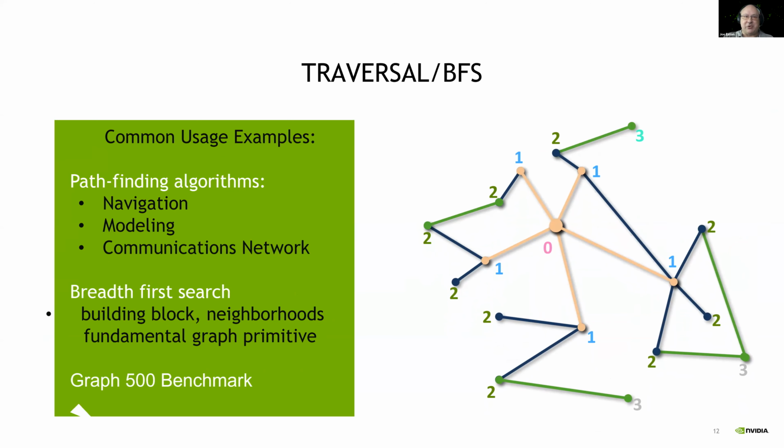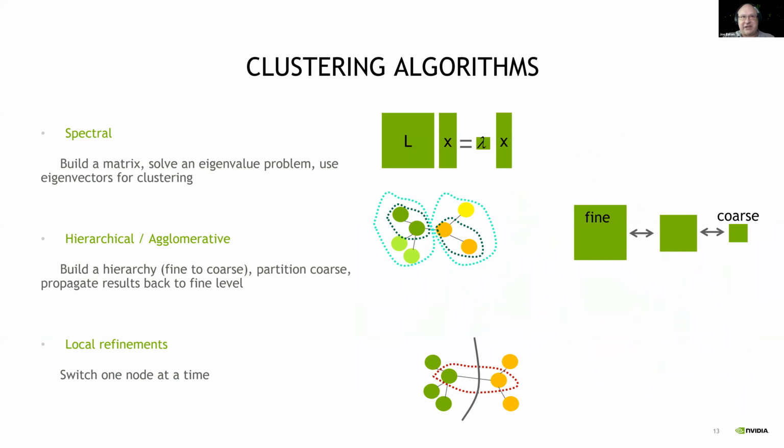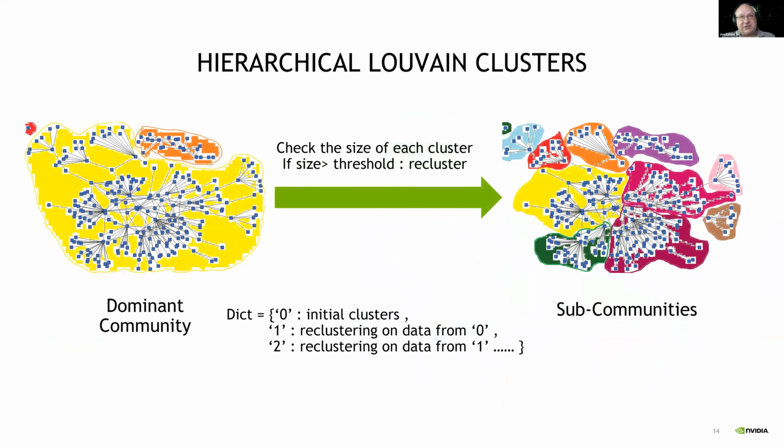Traversals are super important building blocks. Clustering algorithms, both spectral, hierarchical, local refinements. If you're doing a multi-scale method, something like Metis, or a multi-scale spectral method, you have this local refinement job you do in between scales. Then we have hierarchical clustering. So we have hierarchical Louvain, where we can repeat the clustering iteratively and recursively. And that gives you a more fine-grained idea of the community relationships.